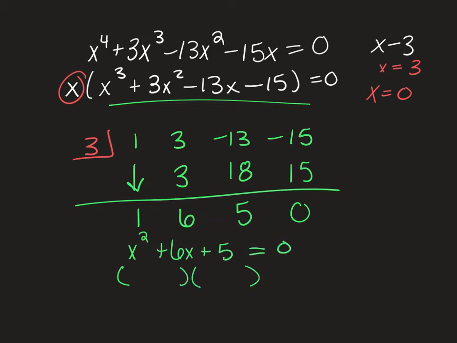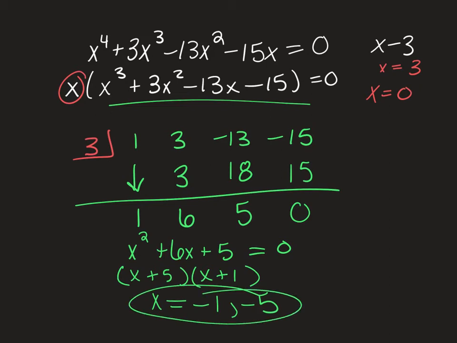So that factors to x plus 5, x plus 1. So x is also equal to negative 1, negative 5. So we have these solutions and these two, which give us a total of 4, which is what we're supposed to have.